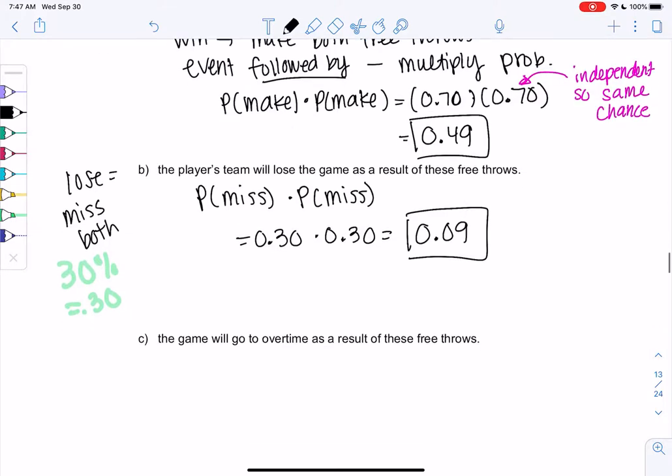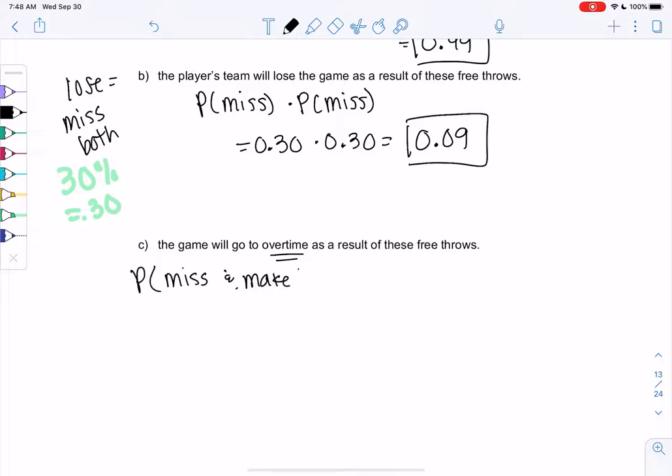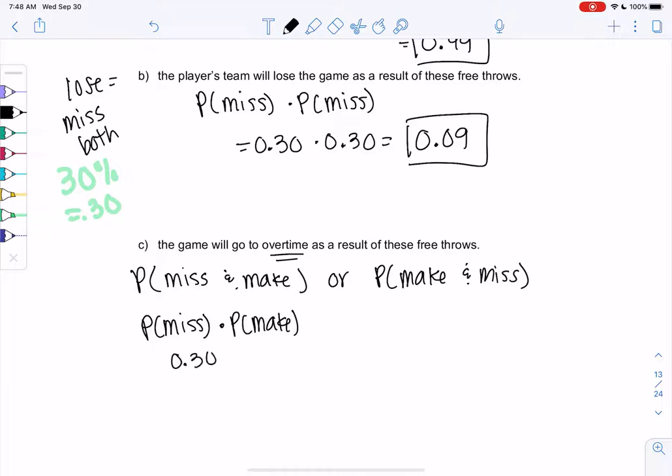All right, and then the issue with a tie is there's two ways to tie or go into overtime, right? That would be a tie. They could miss and make, or they could make and miss. So this one has two orders. If you miss both, there's only one way to miss both, right? But making and missing, you could miss and make, or make and miss. So we'll do the probability of missing the first one times the probability of making the second one. That'll be 0.30 times 0.70, right? An event followed by an event, we can multiply. For ors, we add.